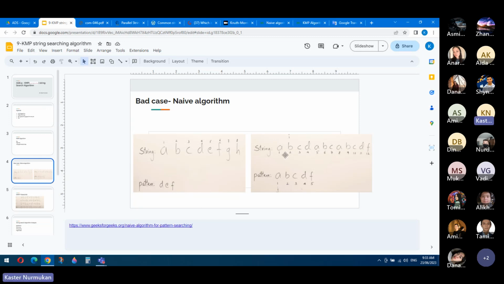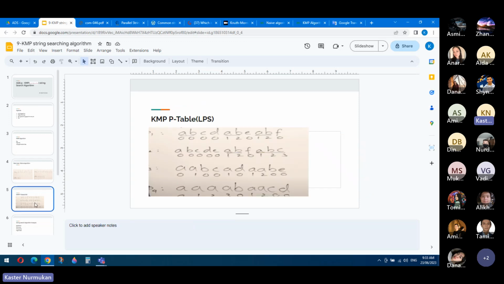And then this is also the same thing. They will compare similar things. That's not efficient. What KMP is doing is, first of all, they need to create the LPS table, the longest appearing substring.